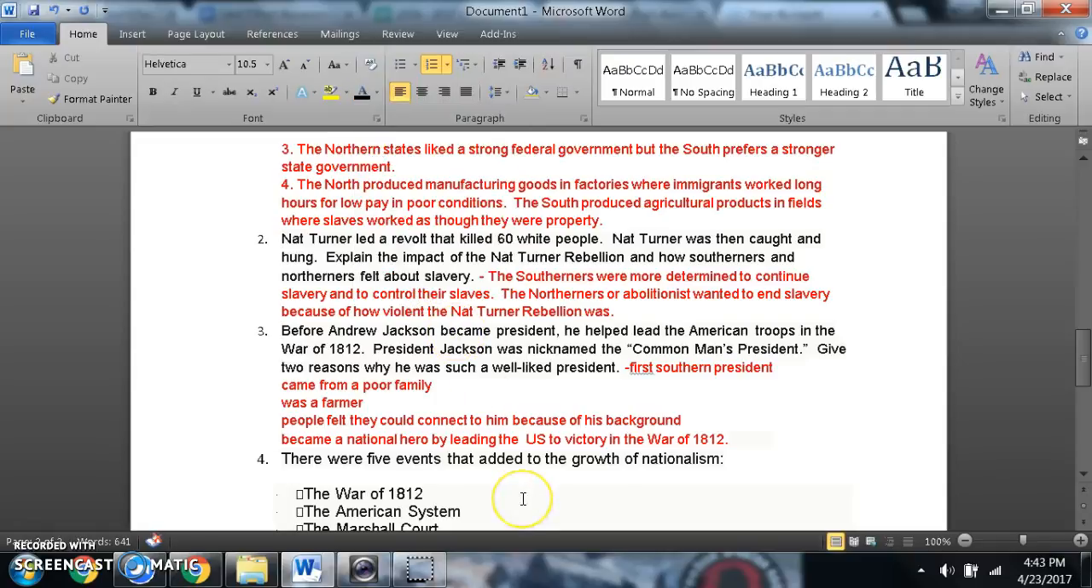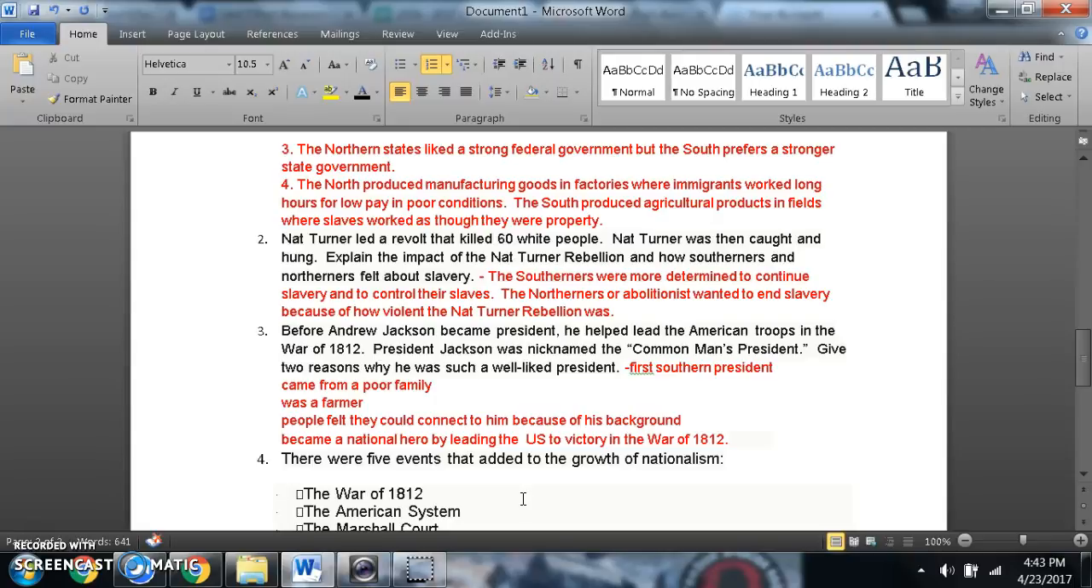Nat Turner led a revolt that killed 60 white people. Nat Turner was then caught and hung. Explain the impact that the Nat Turner Rebellion had and how Southerners and Northerners each felt about slavery after this. Look, the South is going to have their own views about slavery after the Nat Turner Rebellion, and the Northerners are going to see it differently.